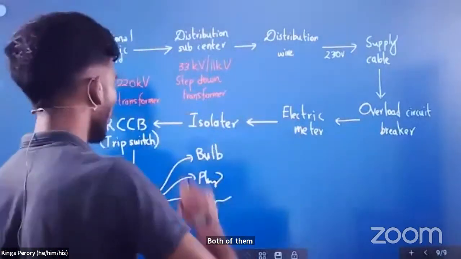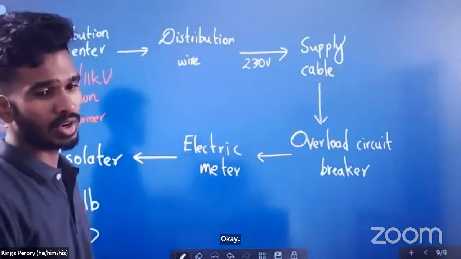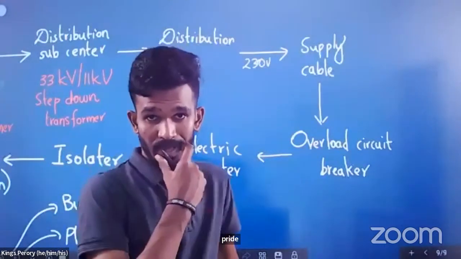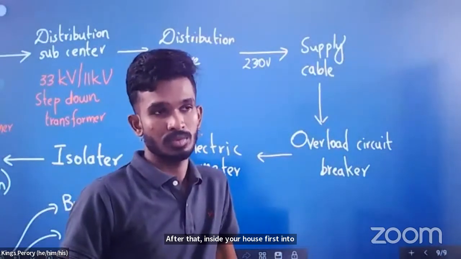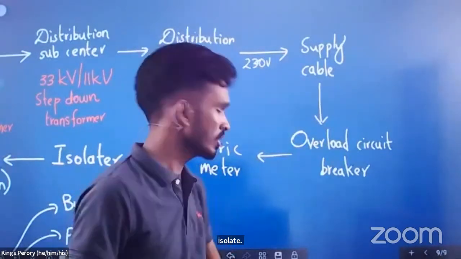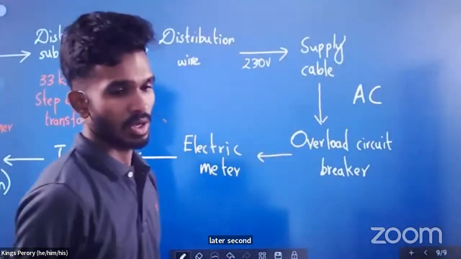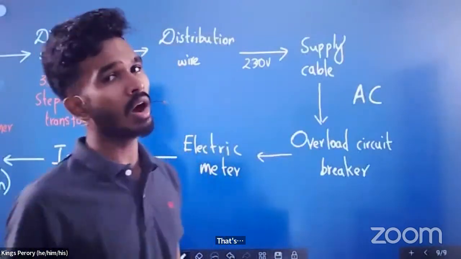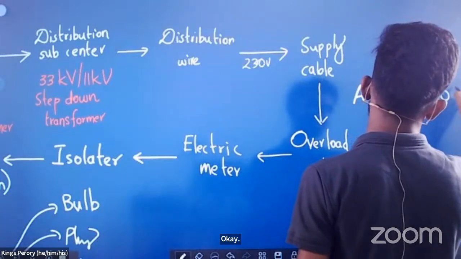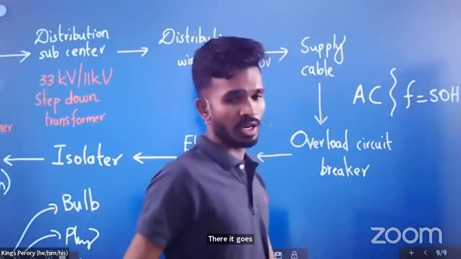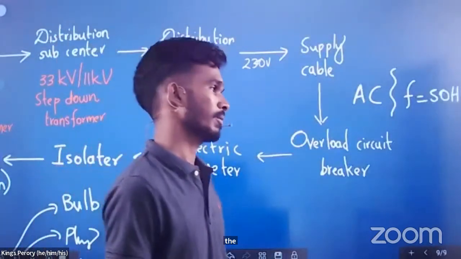Okay. 2 more points. What type of current comes into your house? There are 2 types of current: direct current DC, alternating current AC. Out of these 2, which current comes into your house? To your house, you get AC current, alternating current. Alternating current has a frequency also. What is the frequency we get for our houses? Frequency is 50 hertz. So 50 hertz AC current comes into your house.